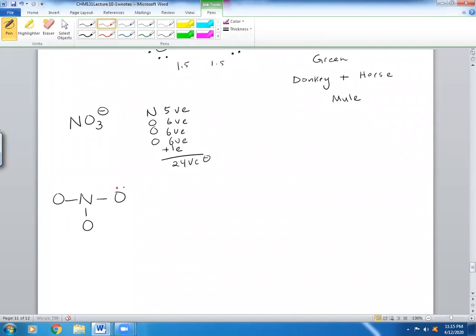Start with the outer atoms. Okay, and check. Do I have any leftover electrons? So far I have 8 plus 8 plus 8 is 24. So no leftover electrons. So what do I need to do? Is N happy? No. So I need to what? I need a double bond.